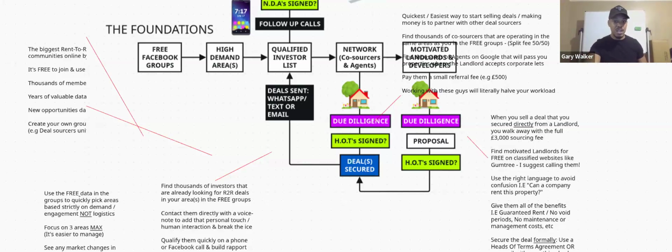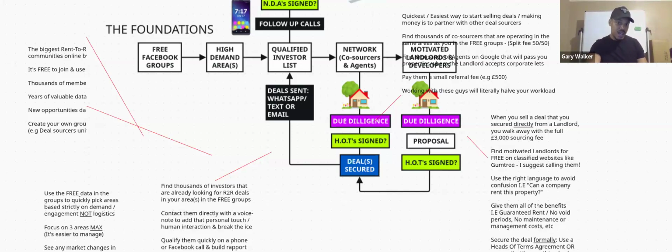Now, it's the same thing with the agents. The agents aren't sending us deals, they're sending us opportunities, so landlords that potentially will go with what we're proposing. So they send us a lead. We've got the property, we do our DD, we go back to the agent, we put forward the proposal, they speak with the landlord, the landlord's happy, we get our heads of terms signed. Now the deal's secured formally.